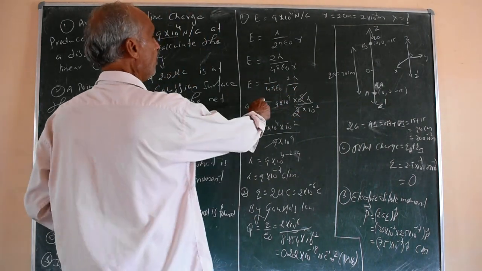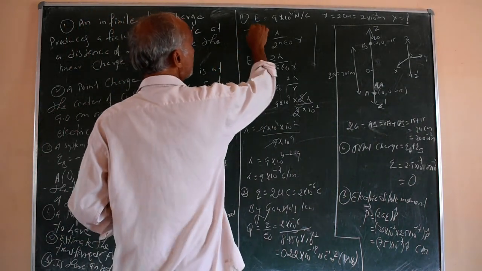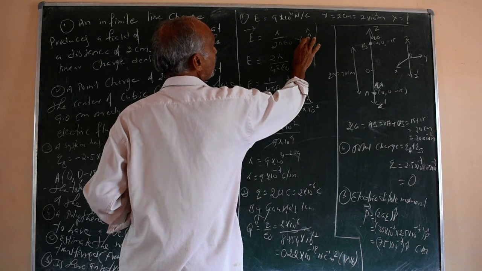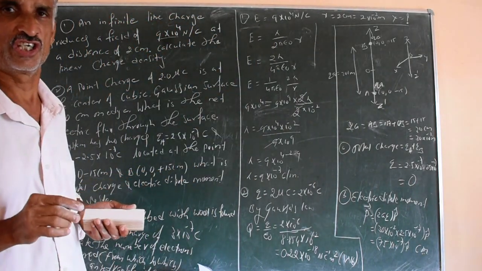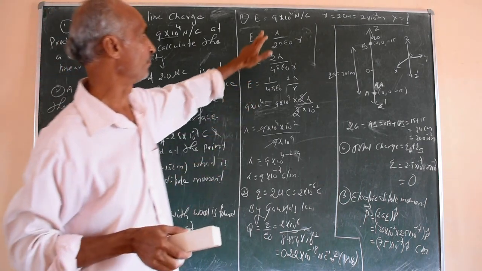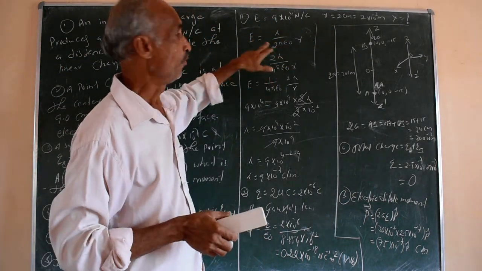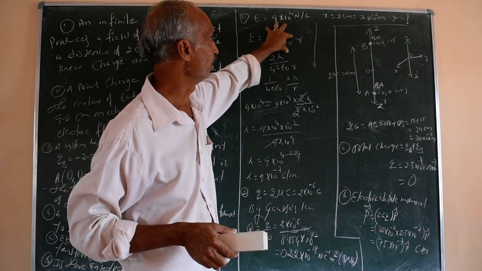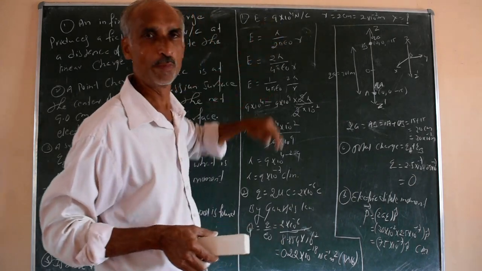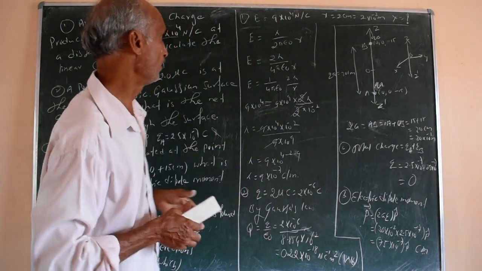Now E is given, 9 into 10 raised to 4. If E bar were taken, then you would have to put n cap here, as the direction must be given. But here direction is not necessary. The field is already given, only the magnitude of the field is given. Therefore, don't put n cap here. E means magnitude only, so don't take E bar.